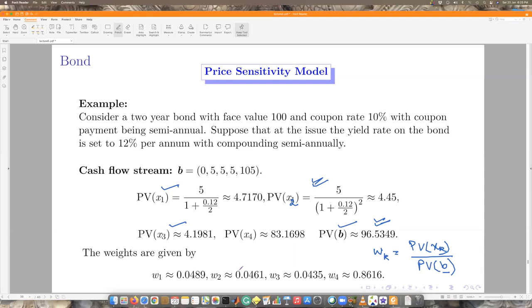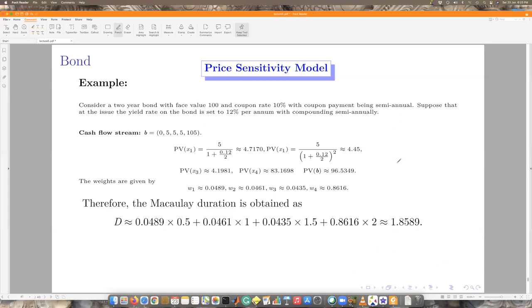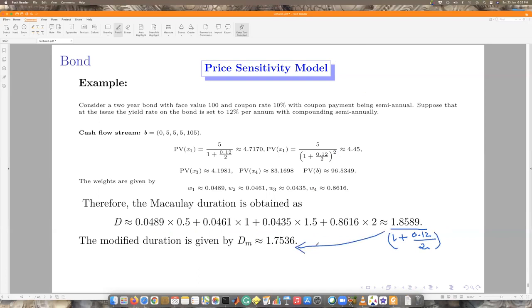Now we can go to compute the duration. All the basic parameters are computed and kept. Since it is a bond, I will call the duration the Macaulay duration. It is given by W1 T1, remember it is semi-annual, therefore T1 is half, W2 T2, W3 T3, and W4 T4, maturity. And that happens to be this. So this is the duration, but in price sensitivity we want modified duration, right? So the modified duration is nothing but duration divided by 1 plus 0.12 divided by 2. In this particular example, it is this, and that gives me this value.